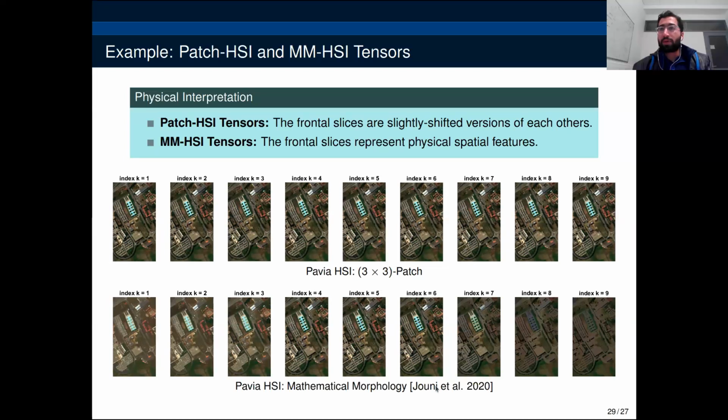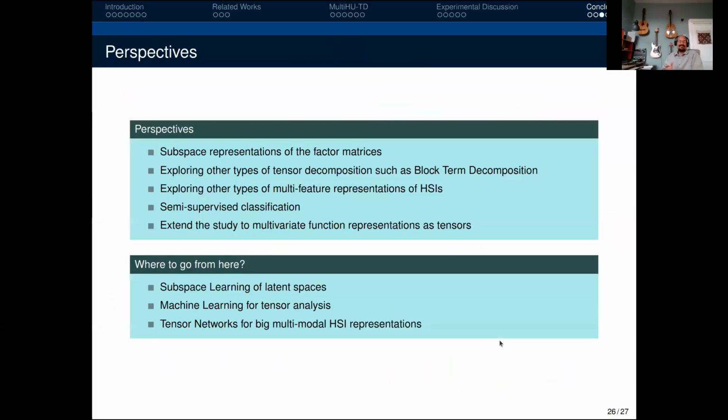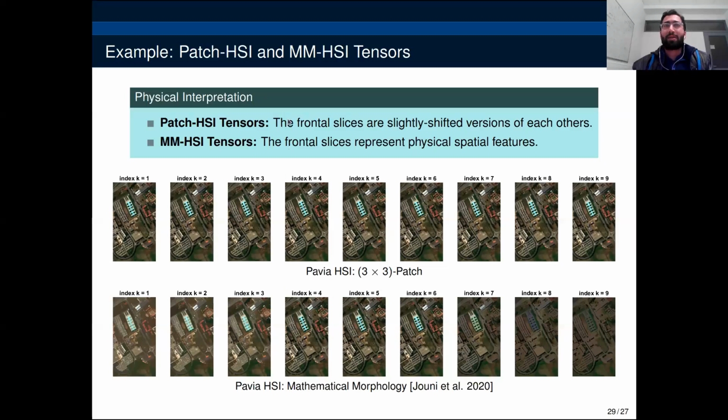While in mathematical morphology, we can see that there are different kinds of scale, colors, brightness. This is what the tensor looks like. Okay, perfect, thank you. No problem. I kept here a note: the frontal slices are slightly shifted versions of each other of the original hyperspectral image, while in mathematical morphology, the frontal slices represent physical spatial features.